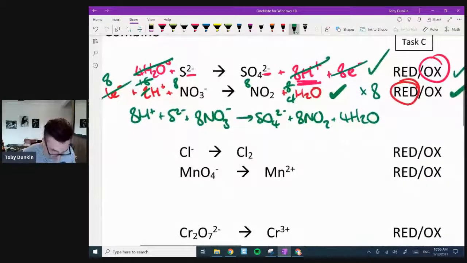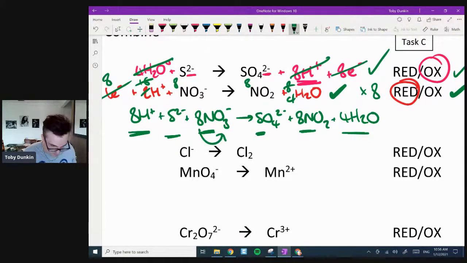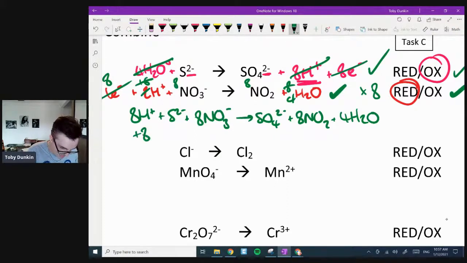Let's check it. Hydrogens, 8 and 8. S's, 1 and 1. Nitrogens, 8 and 8. Oxygens, 8 times 3, that's 24. I've got 16 there, plus 4 there and 4 there, so that's the same number. Now we can check for charge. On this side, plus 8, minus 2, minus 8. Total charge, minus 2. On this side, minus 2, 0 and 0. Same on that side, minus 2, and we're done. There's my correctly balanced final equation.